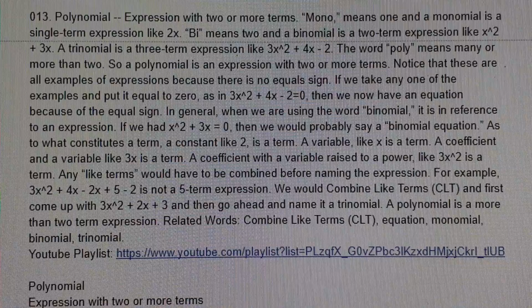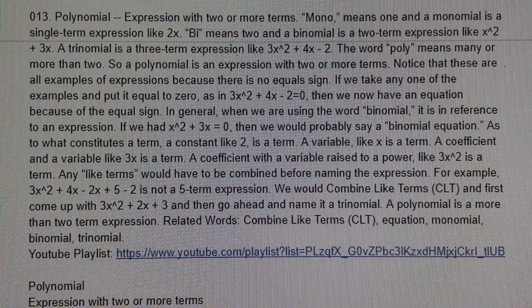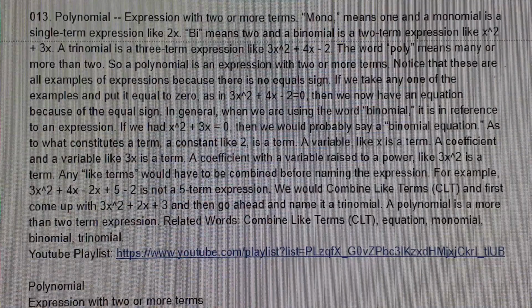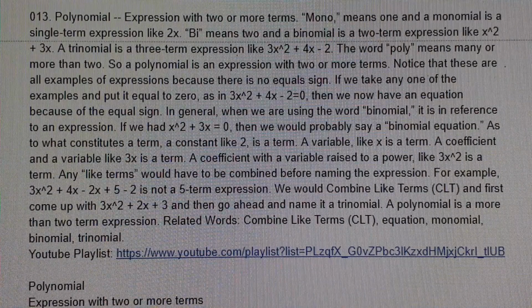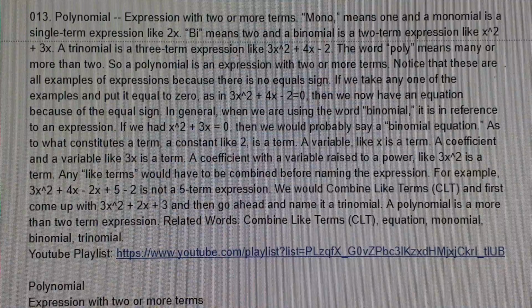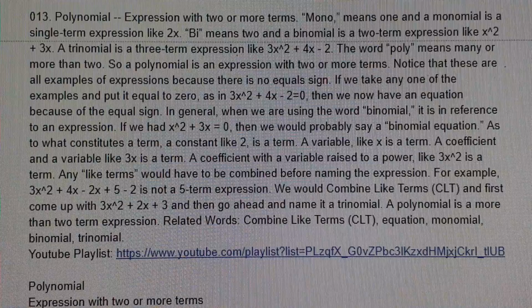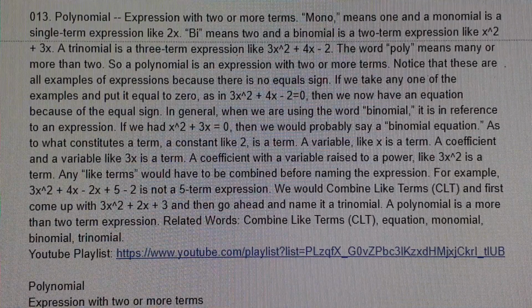If we take any one of the examples and put it equal to 0, as in 3x squared plus 4x minus 2 equals 0, then we now have an equation because of the equal sign. In general, when we are using the word "binomial," it is in reference to an expression. If we had x squared plus 3x equals 0, then we would probably say a "binomial equation."